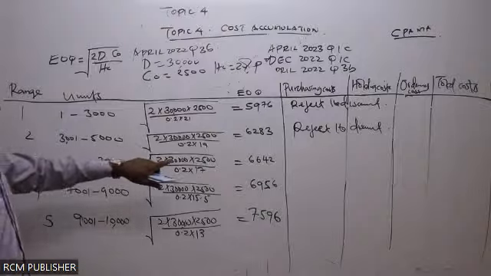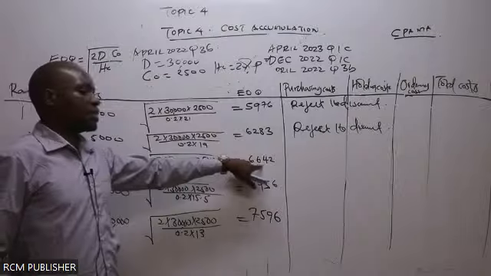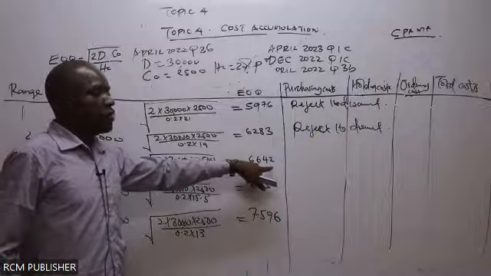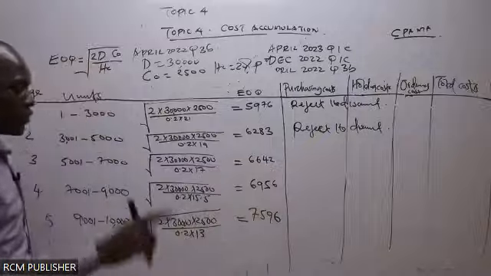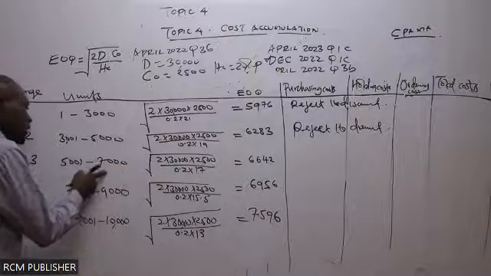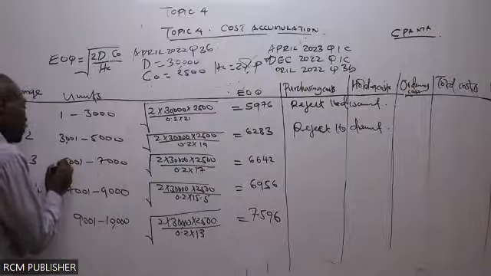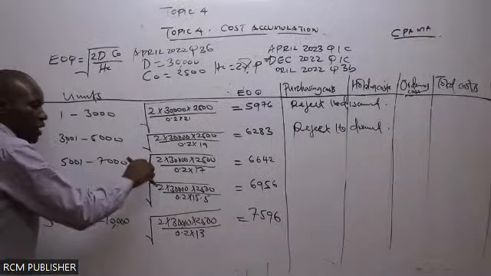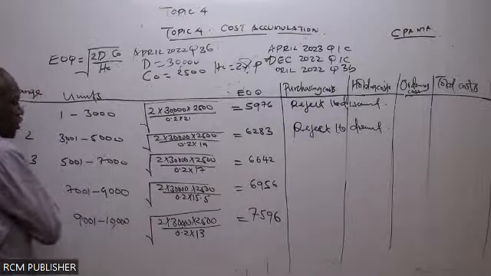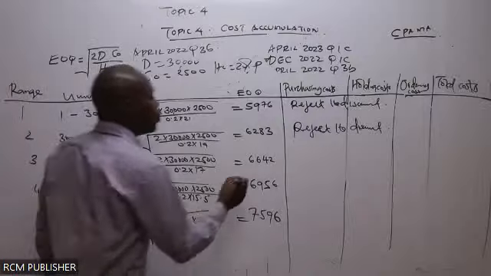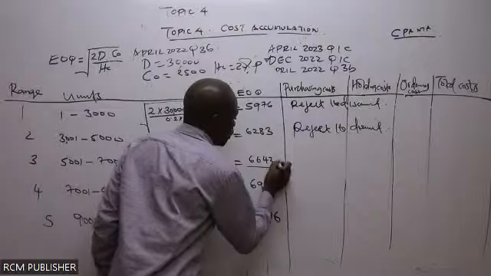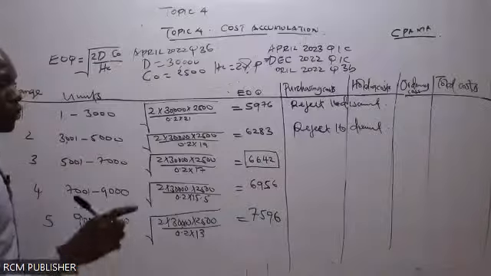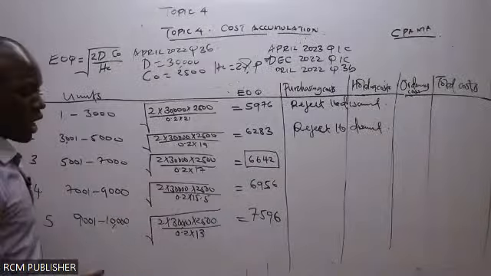And my economic order quantity is 6642. So if it is 6642 and it is within this range, we are all able to see that it is found within this range. It is not below, it is not above the range. So what am I going to do? I am going to use this as my economic order quantity.